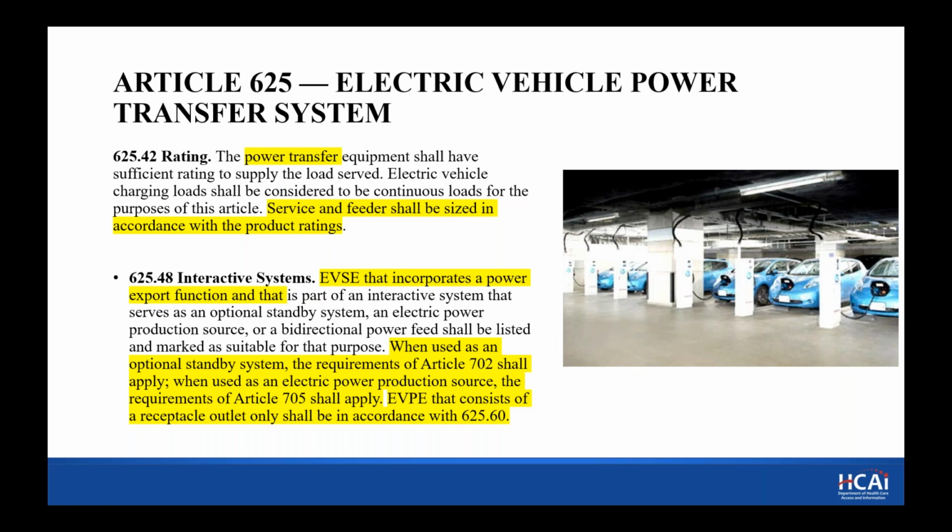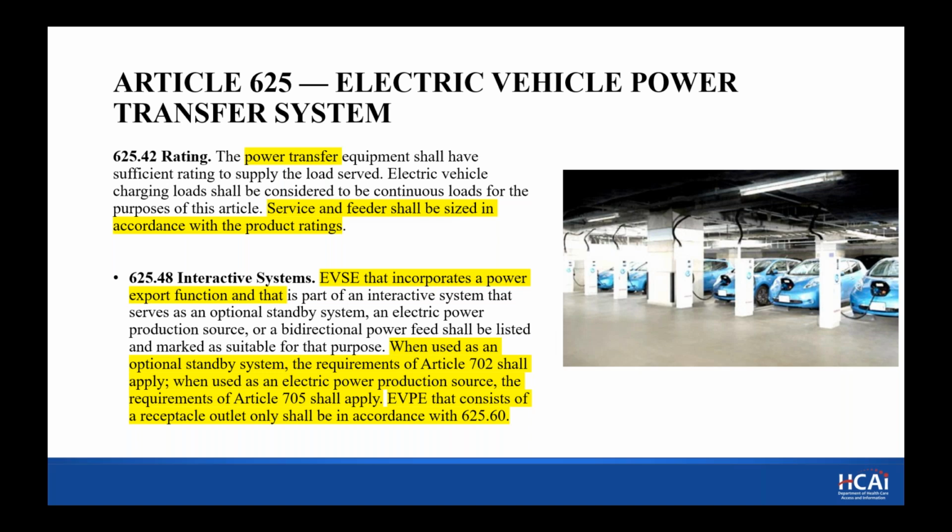Interactive systems: electric vehicle charging stations that incorporate a power export function that is part of the interactive system. So essentially, it is part of the interactive system that serves as an optional standby system. An electric power production source or a bidirectional power feed shall be listed and marked for that purpose. When used as an optional standby system, the requirements of Article 702 shall apply. That's the standby power requirements. If it's used as an electric power production source, Article 705 will apply.